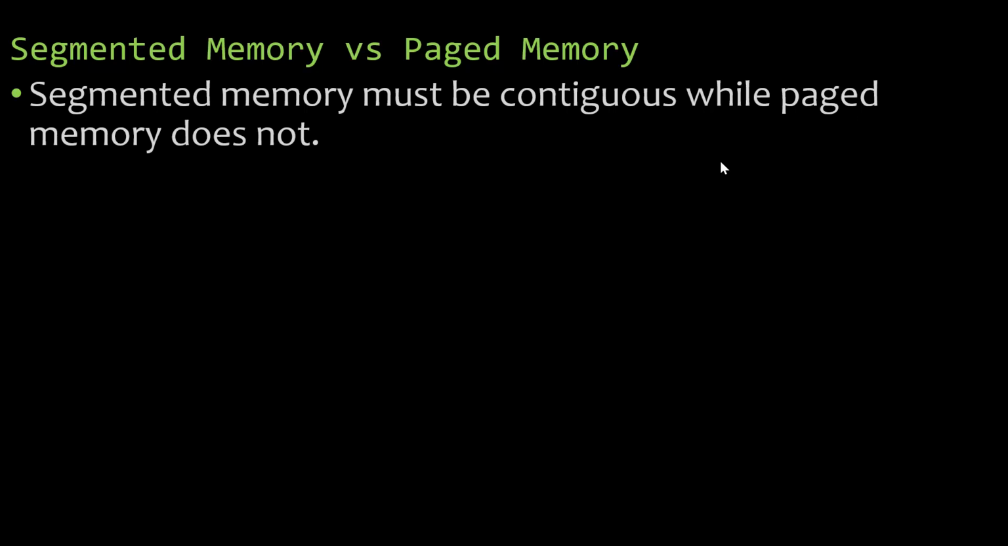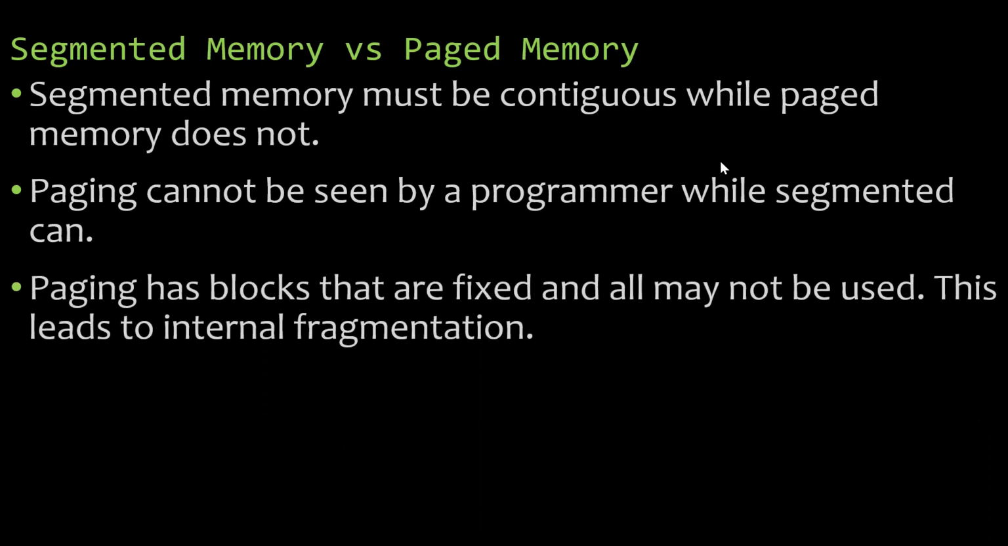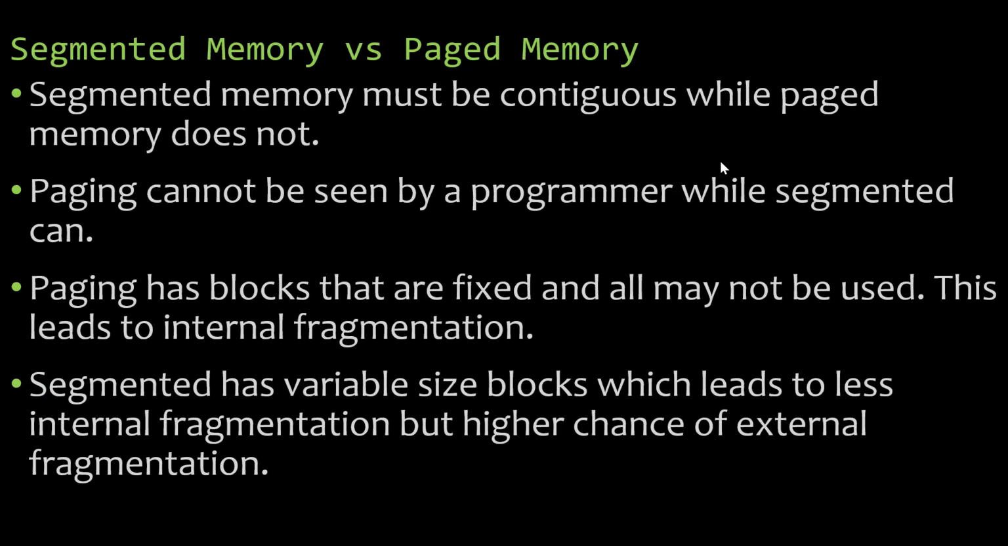Segmented memory must be contiguous, right next to one another, while paged memory does not. Paging cannot be seen by a programmer, while segmented memory can. Paging has blocks that are fixed, and all of them may not be used. Remember, it's going to reserve more memory than it needs, and this leads to internal fragmentation. Segmented memory has variable size blocks, which leads to less internal fragmentation, but a higher chance of external fragmentation. So there are benefits and drawbacks to each.